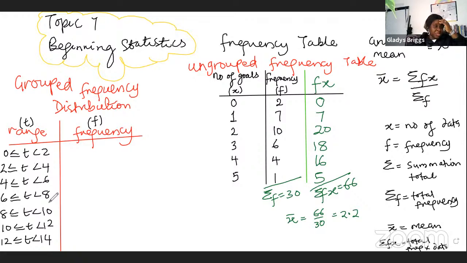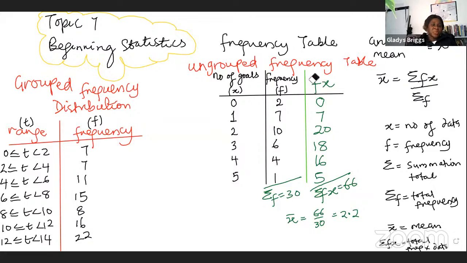Okay, we got 1, 2, 3, 4, 5, 6, 7 groups. Okay, and the frequency for the first one is 7. You got 7 on the next one. You got 11 on the next one. You got 15 on the next one, and 8 on the next one, 16 on the next one, and 22 on the last one. Now the way that we work this one out is slightly different from the way that we work the other one out.